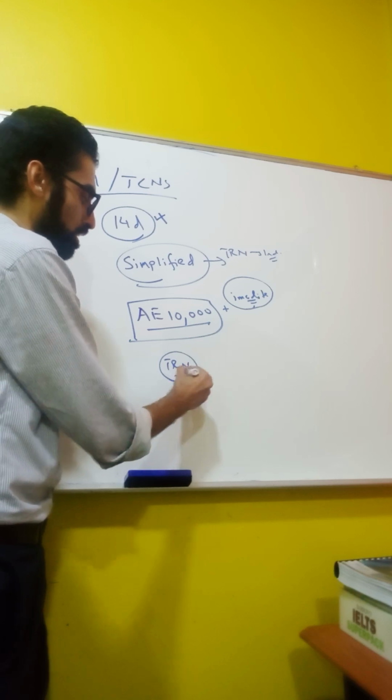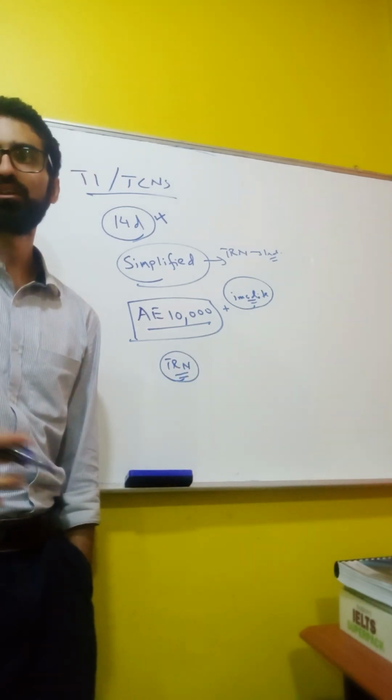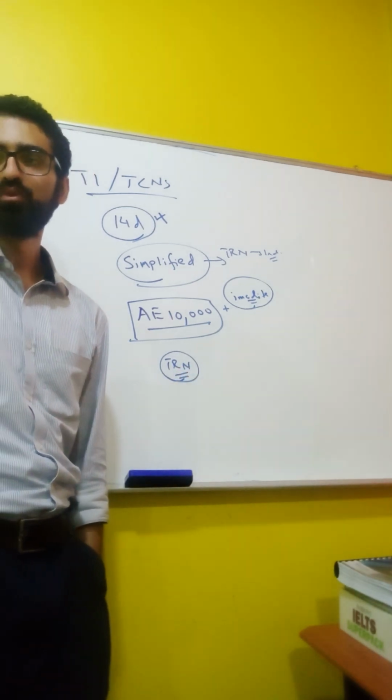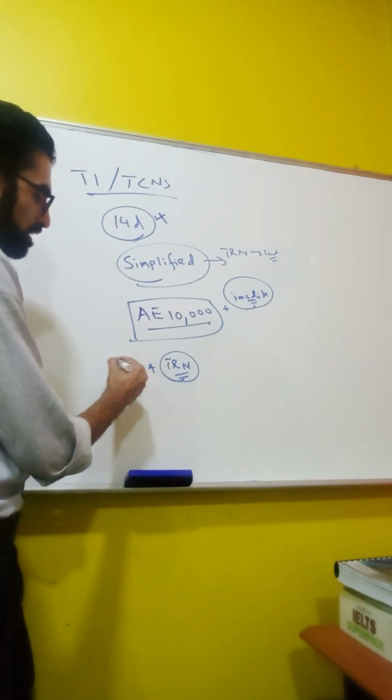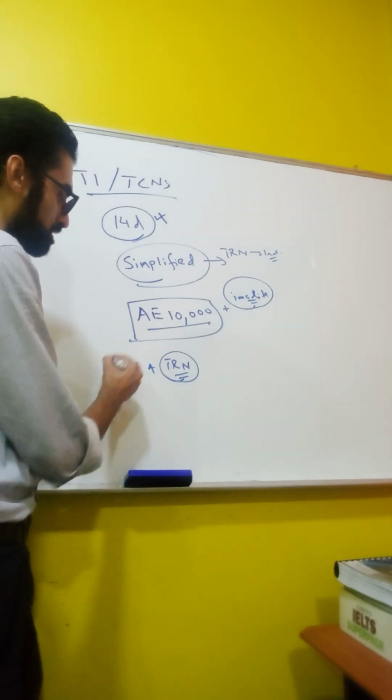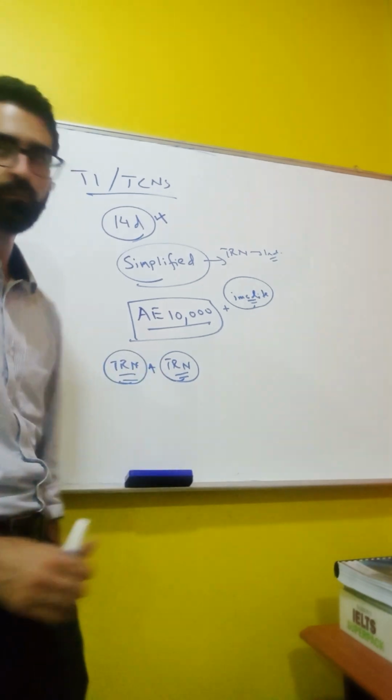And if you are a sophisticated buyer, then your tax registration number must be there on the tax invoice as well. Needless to say that as a supplier, you are already registered for VAT, so you will have both the TRNs for buyer as well as supplier on the tax invoice. So that is something important.